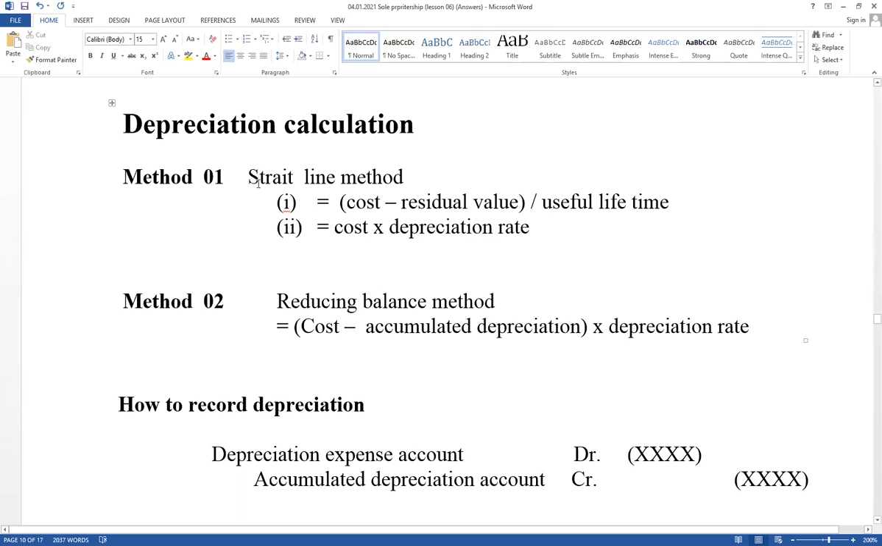First one, think about straight line basis. There are two equations you have to apply. Cost minus residual value divided by useful lifetime.